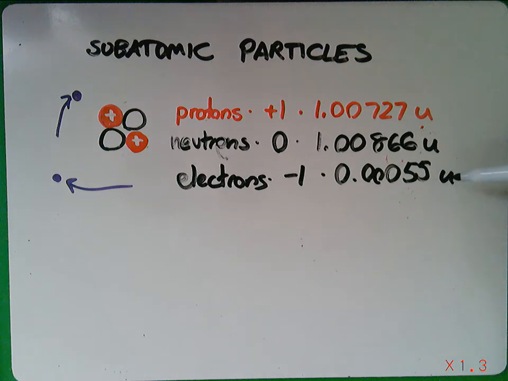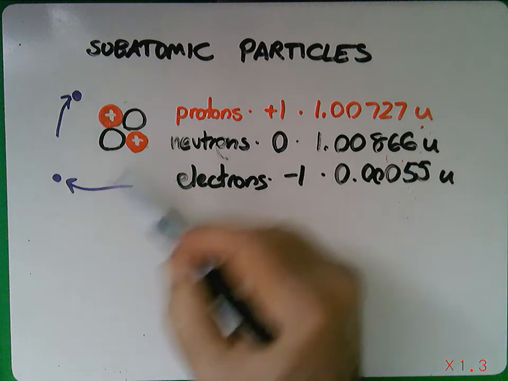Now, you do not have to remember these numbers here. I'm only showing them to you for one reason. I want to show you that these two are almost one. They weigh a little bit different. A neutron is just a little tiny bit heavier than a proton. And then this one is much, much smaller than either of the other two.